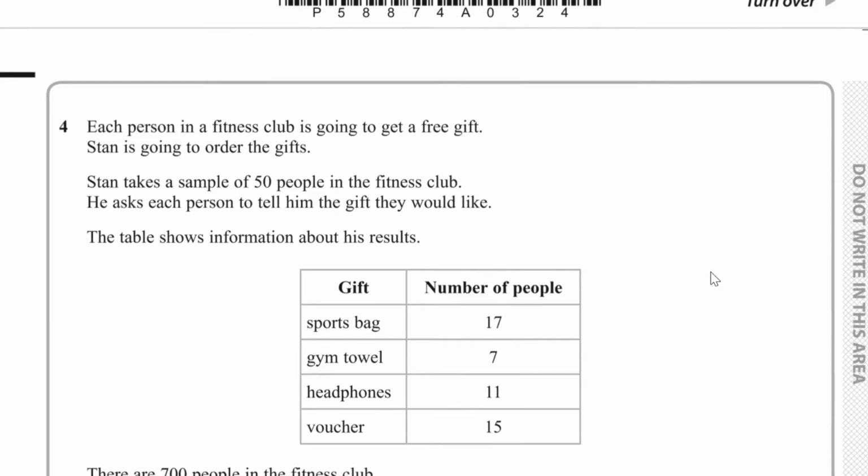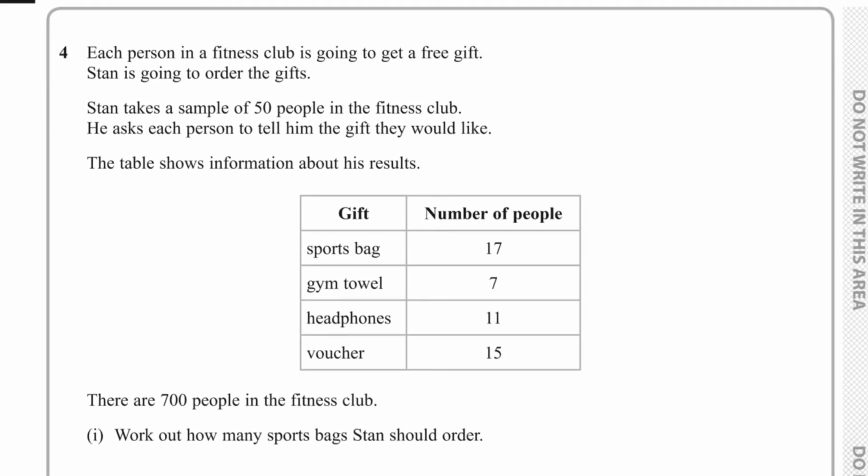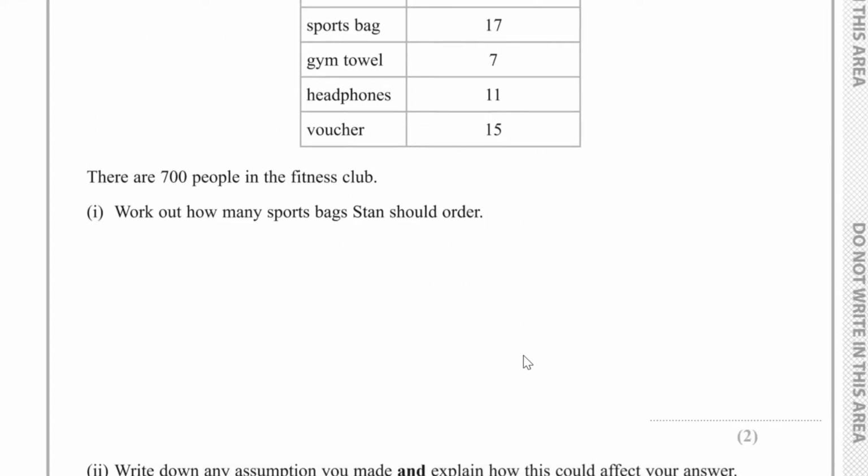Okay, so now for question number 4. Each person in a fitness club is going to get a free gift. Stan is going to order the gifts. Stan takes a sample of 50 people in the fitness club. He asks each person to tell him about the gift they would like. The table shows information about his results, so we've got the results here. And there are 700 people in the fitness club. We have to work out how many sports bags Stan should order.